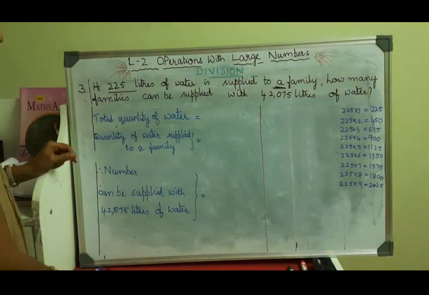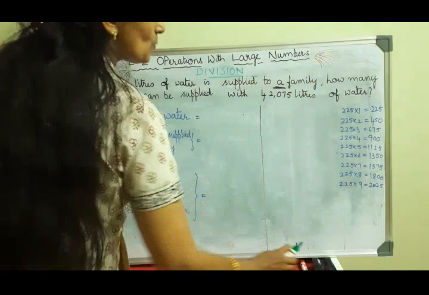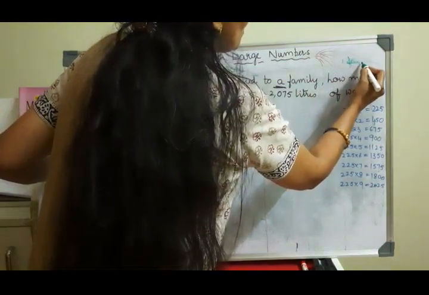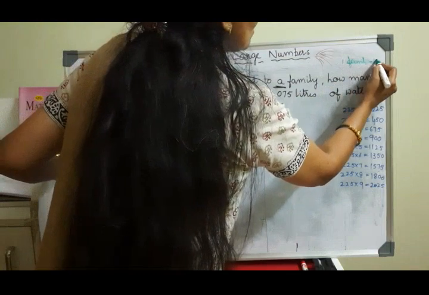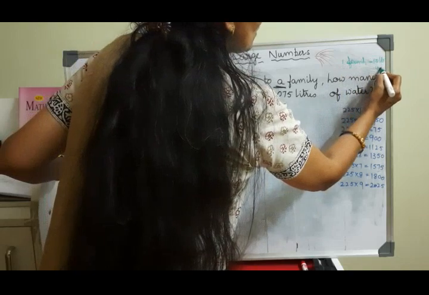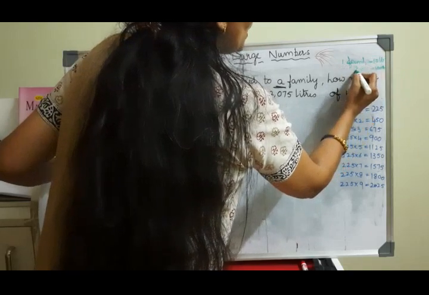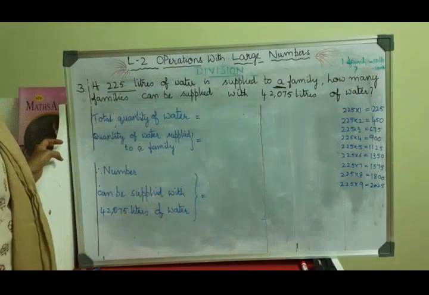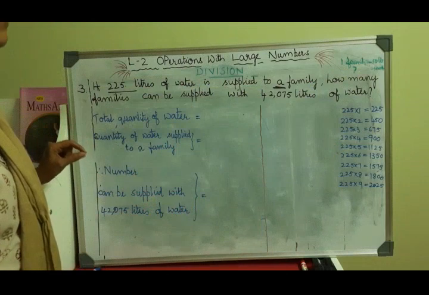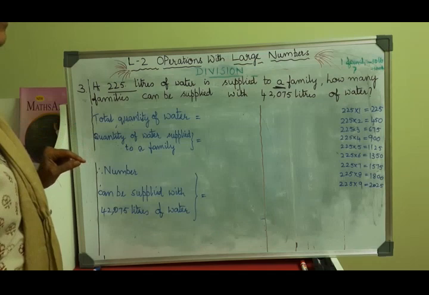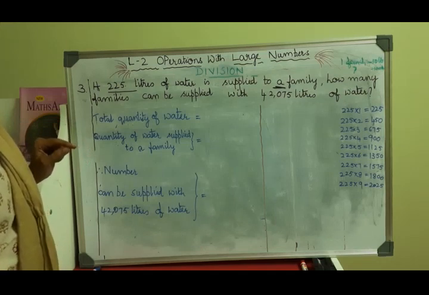Now, let me explain the sum with smaller numbers. See, one family gets 10 liters of water. Then there is 1000 liters of water. How many families will get it? Here, the number of families, how many? One family gets 10 liters of water, and the total quantity is 1000 liters of water. So how many families will get the water? 10 families will get the water, right?